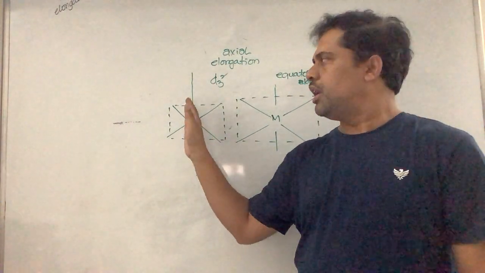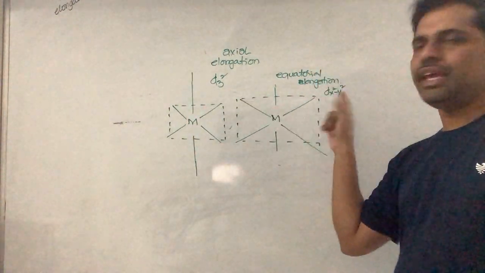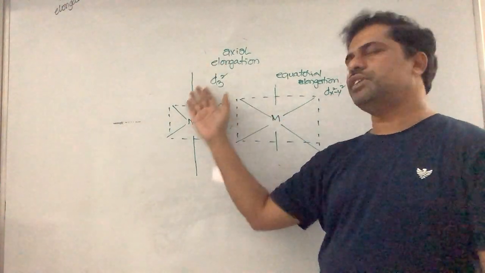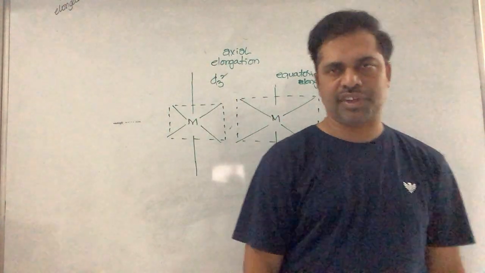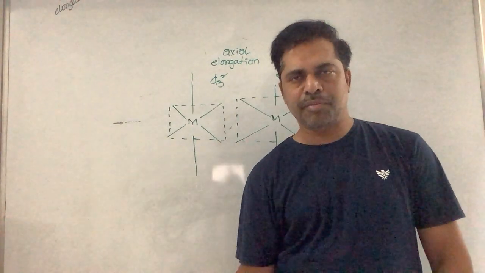Now equatorial increase as well as axial increase. That is the Jahn-Teller effect. Next time we'll meet with some other topic.